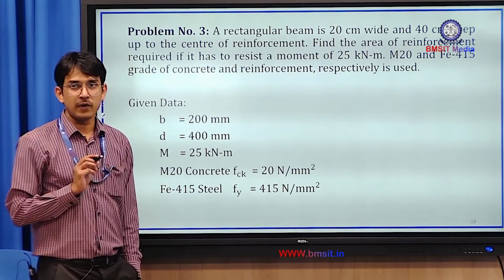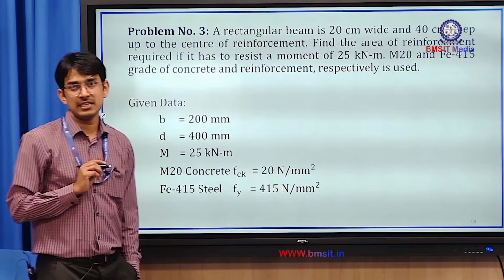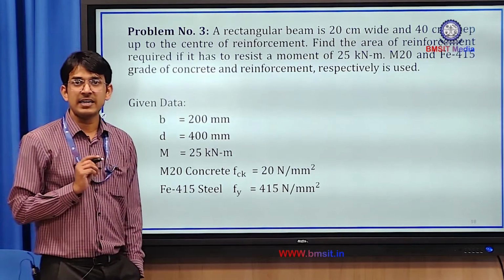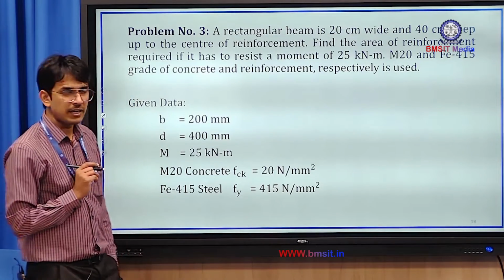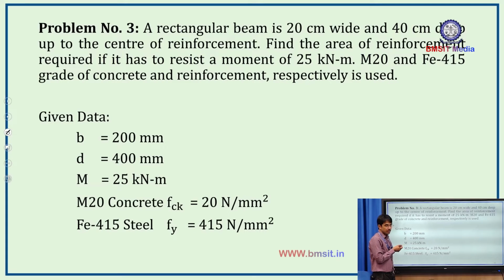Now we have to find out the area of tension reinforcement. It is easy. First we write the given data we have. We have the width, 20 centimeter, which means 200 mm, and the effective depth, 40 centimeter, which means 400 mm.